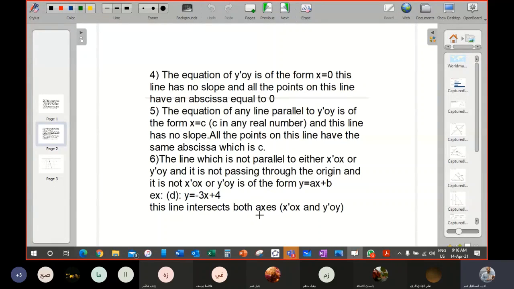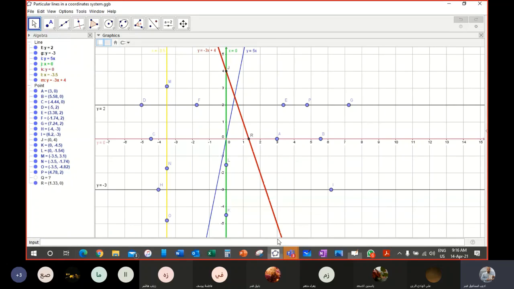This line intersects both axes, x prime of x and y prime of y, as you can see here in the figure, which is the red line. This line is not parallel to x prime of x, is not parallel to y prime of y. It is not passing through the origin, and it is not x prime of x, and it is not y prime of y. It cuts x prime of x and y prime of y at one point. R is the point of intersection of this line with x prime of x, and J is the point of intersection of this line with y prime of y.